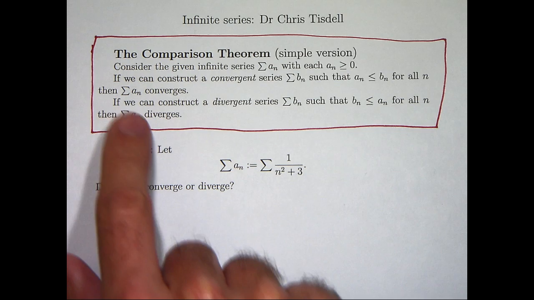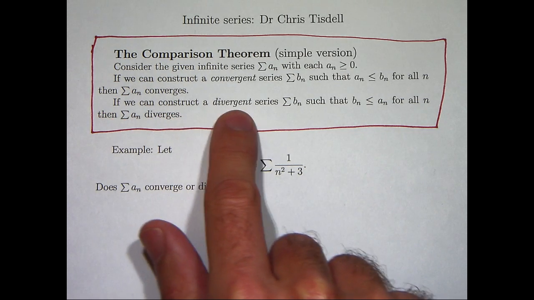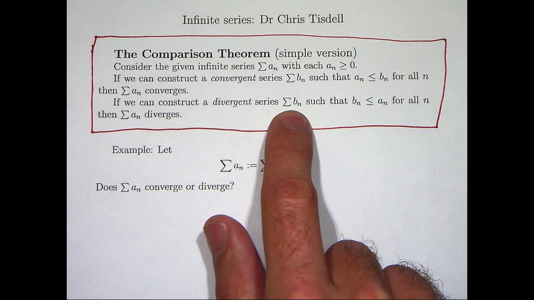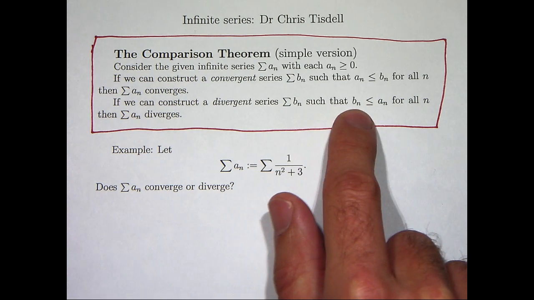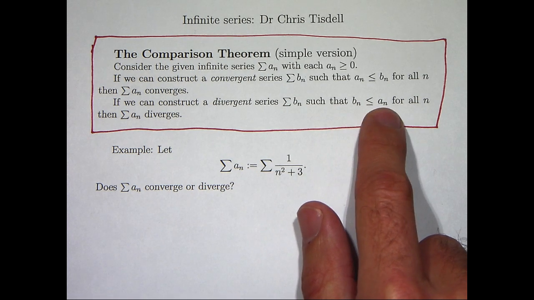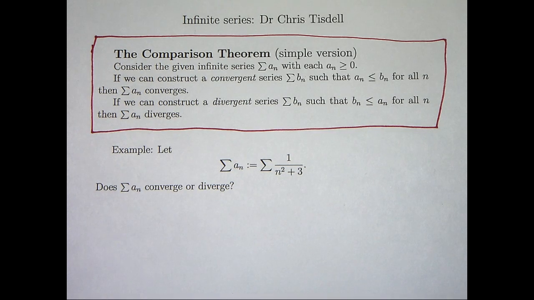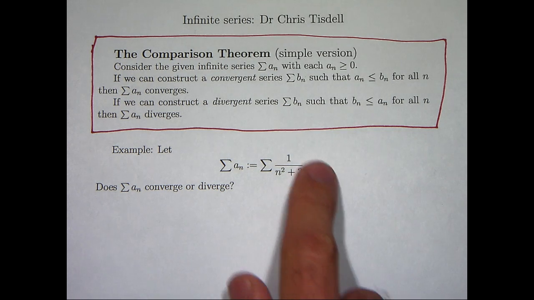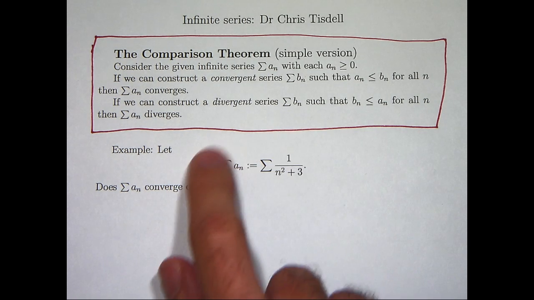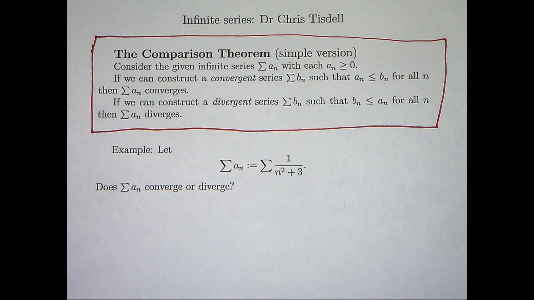And conversely, if we can construct a divergent series, sigma bn, such that the bn's are less than or equal to the an's for each n, then the original series also diverges. Now, let's have a look at the following example to see the application of the comparison theorem. And basically, the idea involves inequalities.